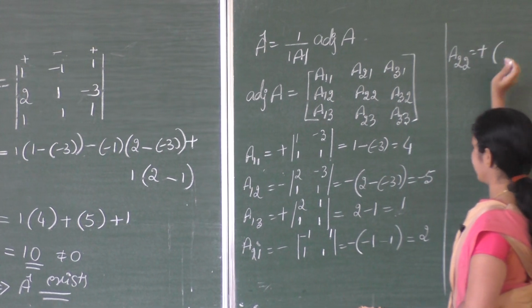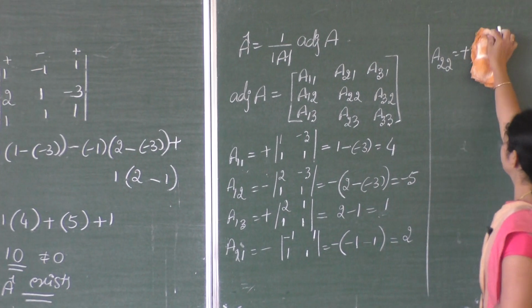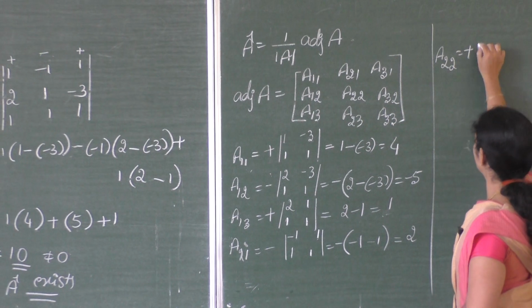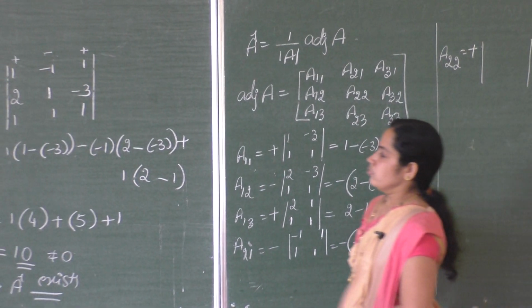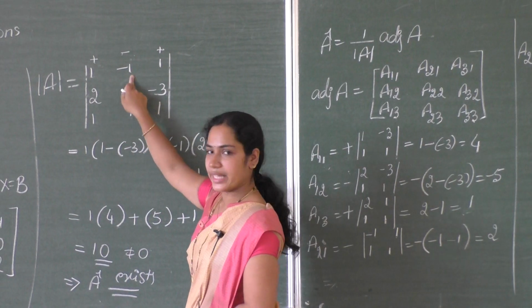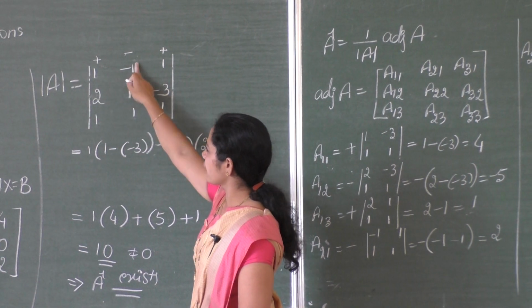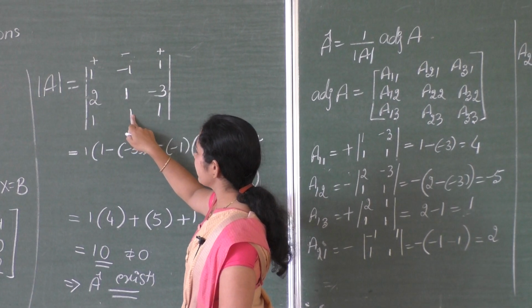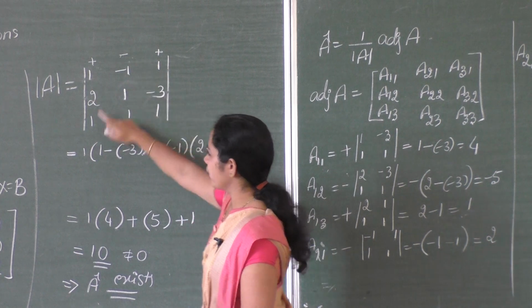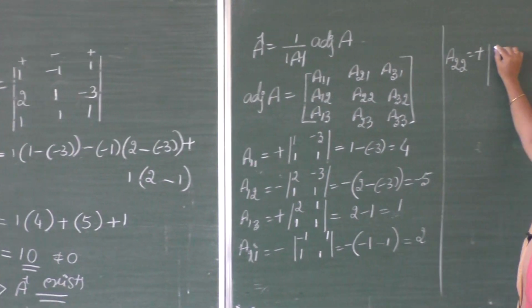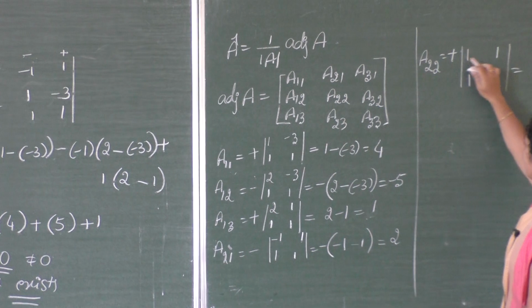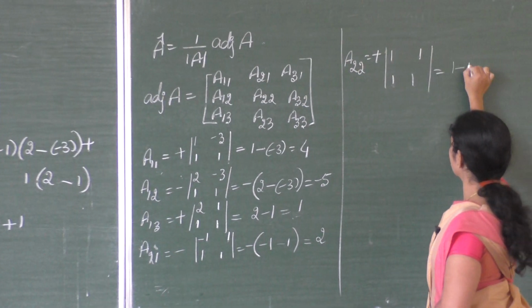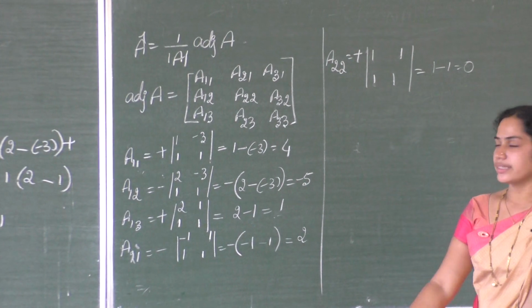A22 is positive. Cofactor of this: delete second row, second column, what is remaining? 1, 1, 1, 1. This is 1 minus 1, it is 0.